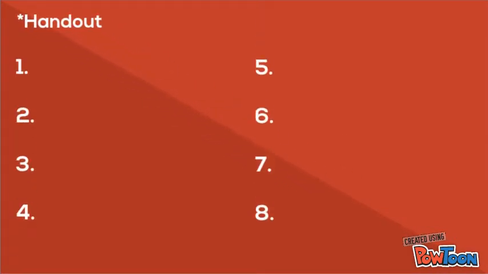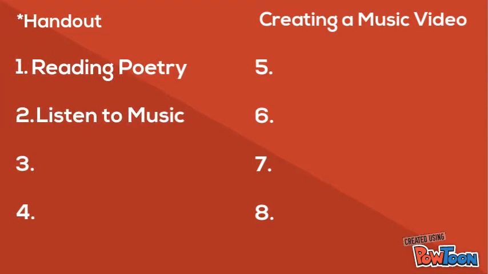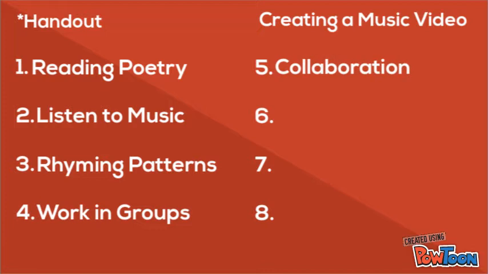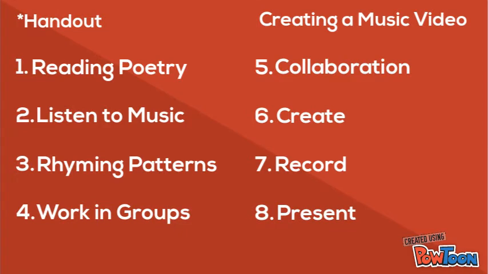These 8 points are the outline of the activity. The activity is having students create a music video. They will do this by starting with reading poetry, then listening to music. They will build on their knowledge of rhyming patterns to create a group poem. They will then turn that poem into a song. Then, they will create artwork for an album cover. To tie everything together, the students will create a music video, including their song and artwork, and present it to the class.